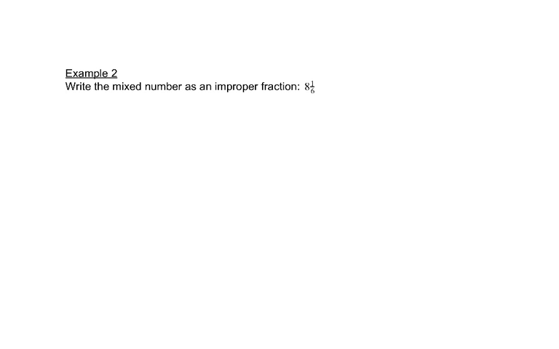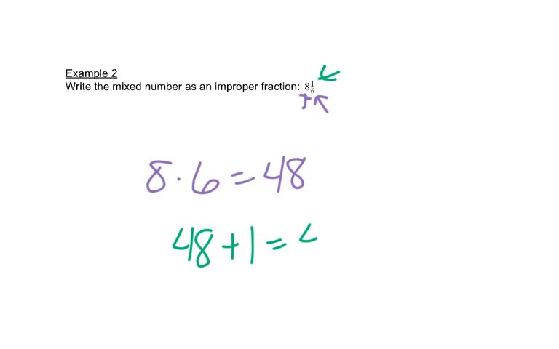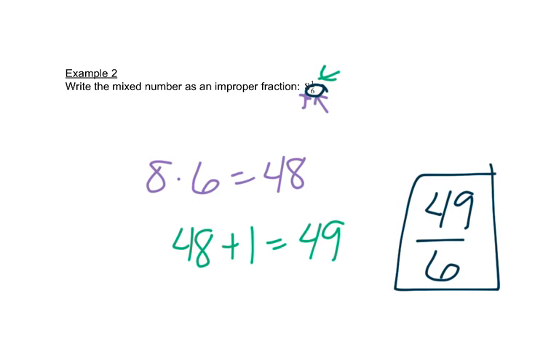So this is telling us that we have 8 full circles. Each circle is broken up into 6 pieces. So if we take 8 times 6, we have 48 pieces in those 8 circles. Now this 1 on top means we have 1 extra piece, so we take 48 plus 1, and that tells us we have 49 pieces total. But the size of those pieces is sixths, so we have to say we have 49 sixths.